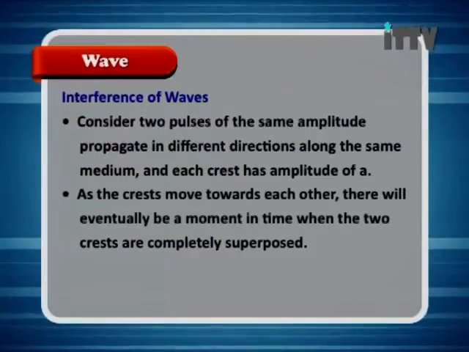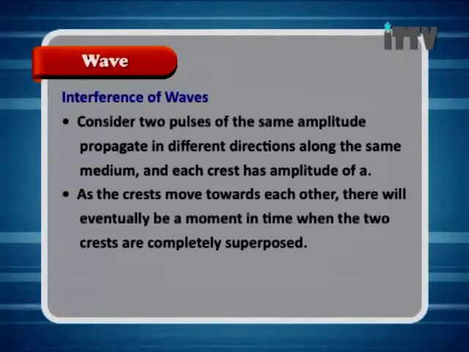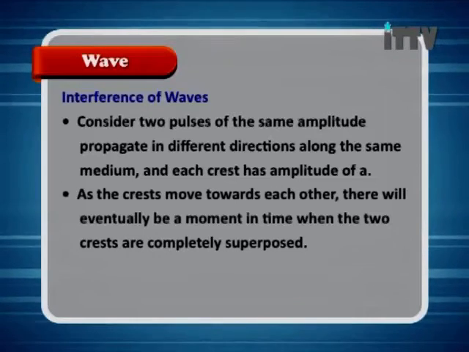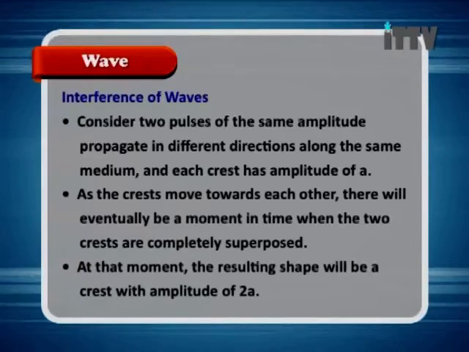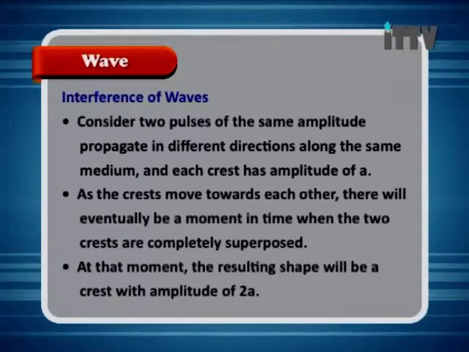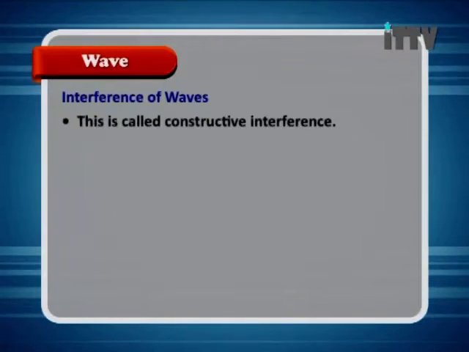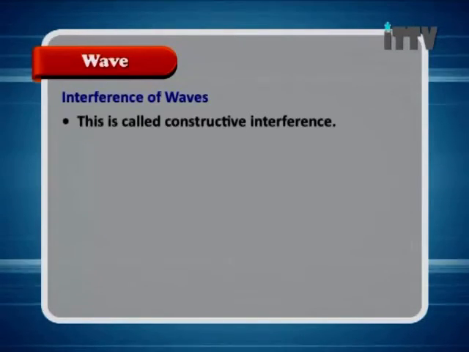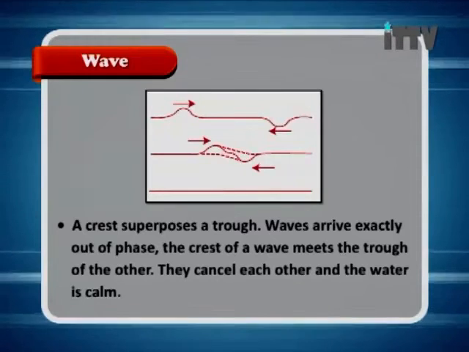As the crests move towards each other, there will eventually be a moment in time when the two crests are completely superposed. At that moment, the resulting shape will be a crest with amplitude of 2A. This is called constructive interference.